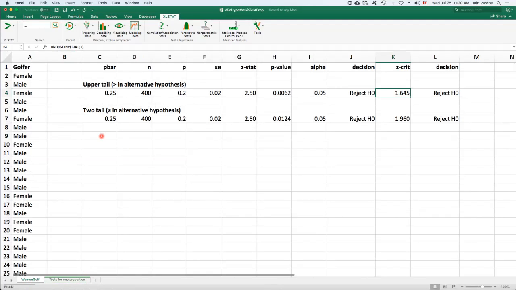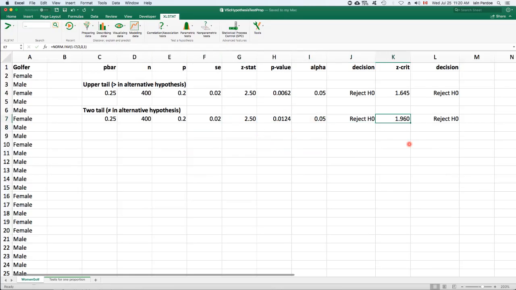What if we did this as a two-tail test rather than a one-tail test? Well, everything up to here is the same. All these 5 numbers are the same. What differs is, because we're doing a two-tail test, our p-value now will be the sum of the tail areas to the right of 2.5 and to the left of minus 2.5. And that's going to be twice as much as the one-tail p-value, so 0.0124. Alpha's the same. Decision rule is the same. If the p-value is less than the alpha, reject the null, which we do.